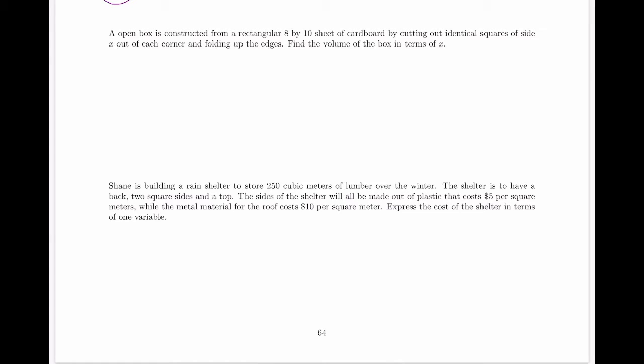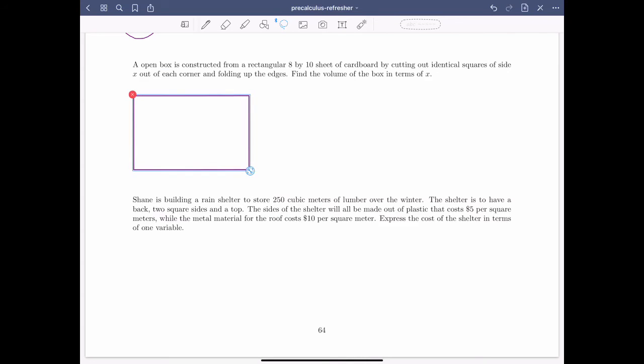We're constructing an open box from a rectangular 8 by 10 sheet of cardboard by cutting out identical squares of side x out of each corner and folding up the edges. We're asked to find the volume of the box in terms of that value x. So once again, the first thing to do is to draw out the picture. So I have a rectangular sheet of cardboard. Its dimensions are 8 by 10.